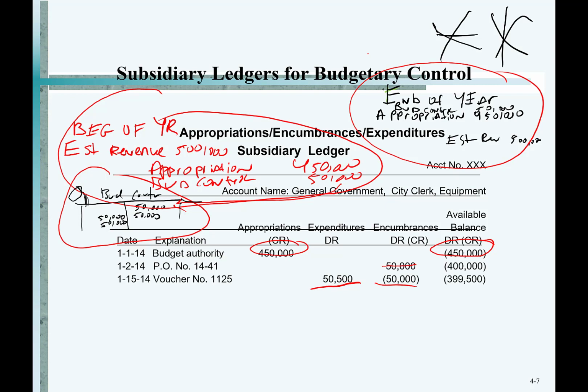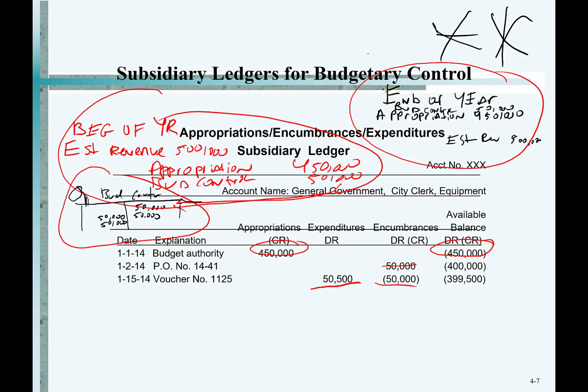I always reverse it. So if you look here, beginning of the year, which I also have written on the board, you debited estimated revenue, you credited appropriation, you credited budgetary control for 50,000, right? That's that credit right there. At the end of the year, I always close my budgetary accounts. So at the end of the year, to close them, I simply reverse what I had set up at the beginning of the year.